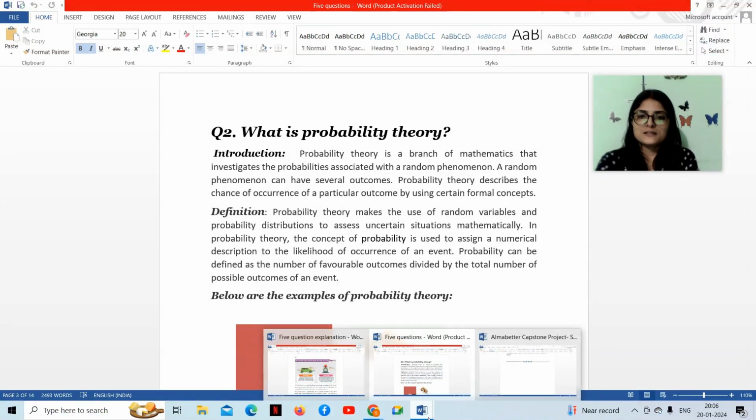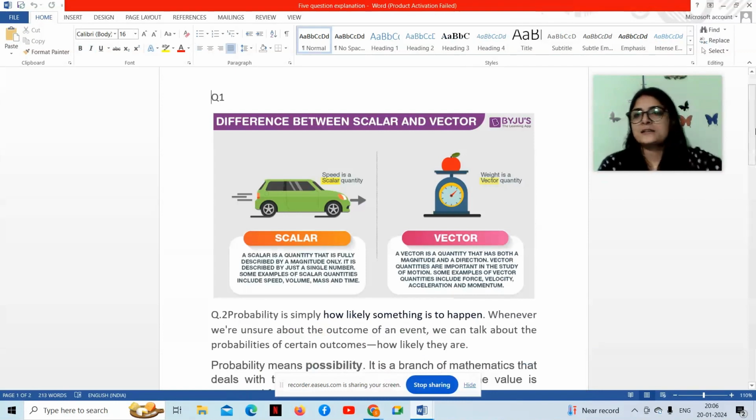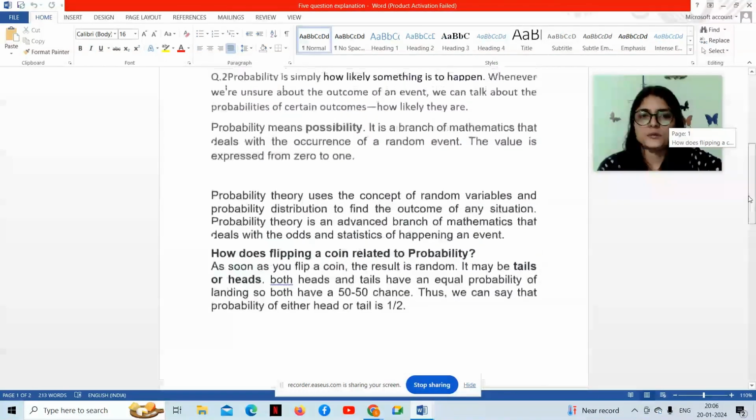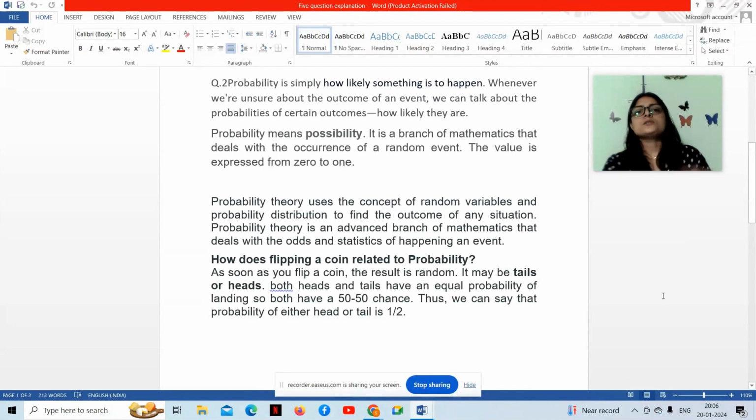Let's have a look at the easiest part of probability, which I have written by myself. Probability is simply how likely something is to happen. When we are unsure about the outcome of an event, we can talk about the probabilities of certain outcomes, like how likely they are. It's a branch of mathematics and statistics that deals with the occurrence of a random event, and the value is expressed from 0 to 1.